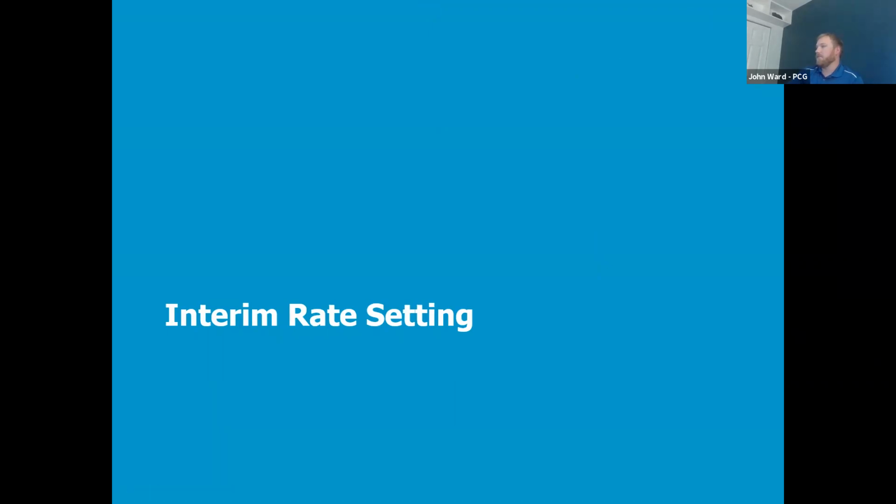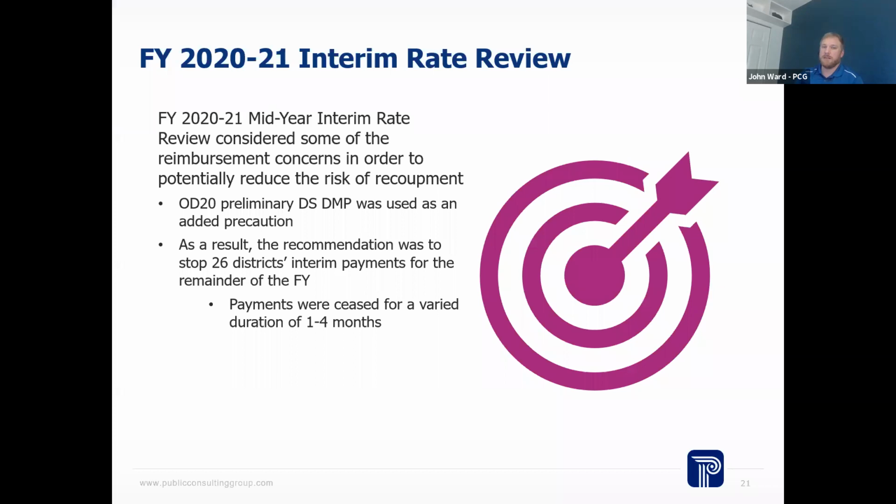All right, so interim rate setting. Going back to one of the very first slides, prior to the start of every school year, PCG and the department go through the interim rate setting process. The result of this is the final monthly interim payment amounts each district is set to receive. What we send you in your interim rate letter is just a recommendation. You always have the option of lowering whatever we are recommending. But a few other precautions were taken that we'll go through on the next slide as well.